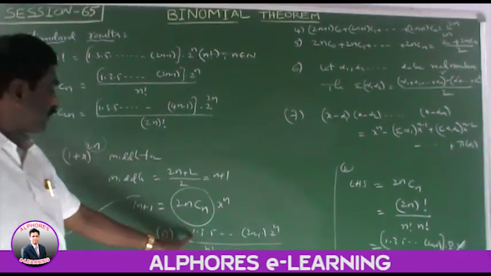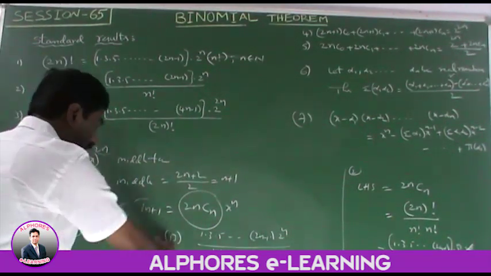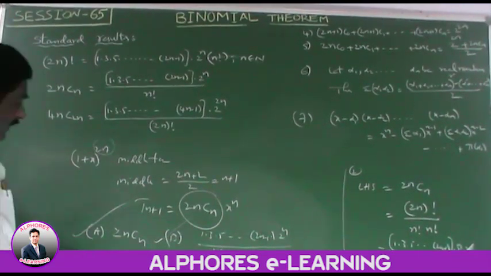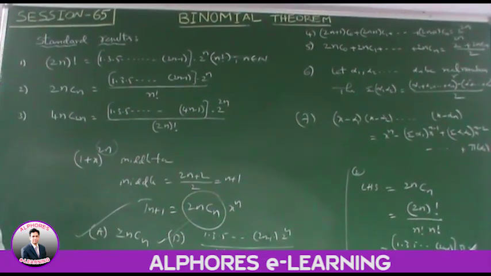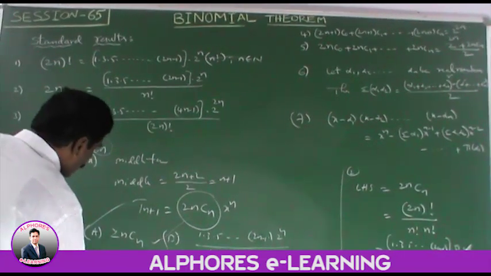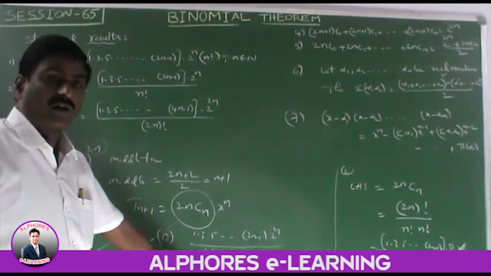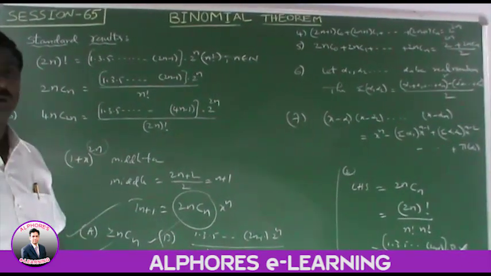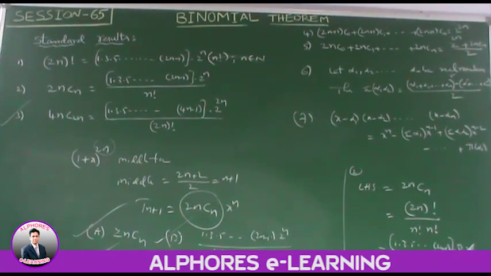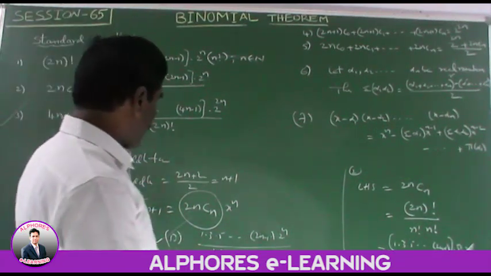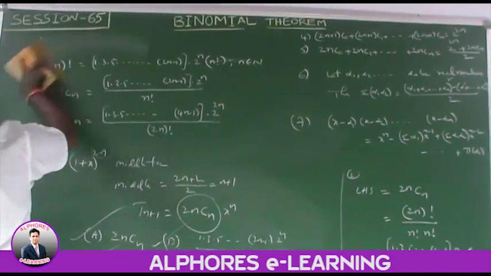But this value, 1 into 3 into 5 into 2n minus 1, into 2 power n by n factorial, is automatically equal to 2nCn. It is also correct. Next, C0 square plus C1 square plus so on Cn square: the sum of the squares of the binomial coefficients is nothing but 2nCn. So it is also correct. This value is 4nC2n, so this is wrong. What are the correct answers? A, B, C. Please observe these values. Next, note this value also and prove it: 4nC2n is equal to 1 into 3 into 5 into so on 4n minus 1, into 2 power 2n by 2n factorial.